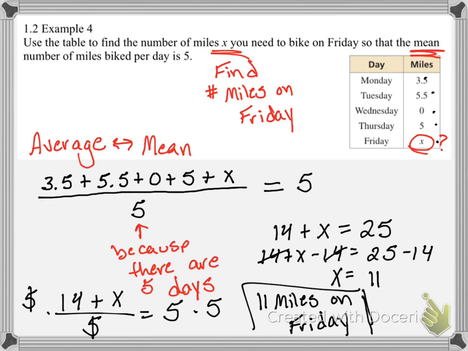So now look back. Did I answer the question? Yes. Did I answer the entire question? Use a table to find the number of miles x you need to bike on Friday. So we need to bike 11 miles on Friday. Does it make sense? Yes. Okay.